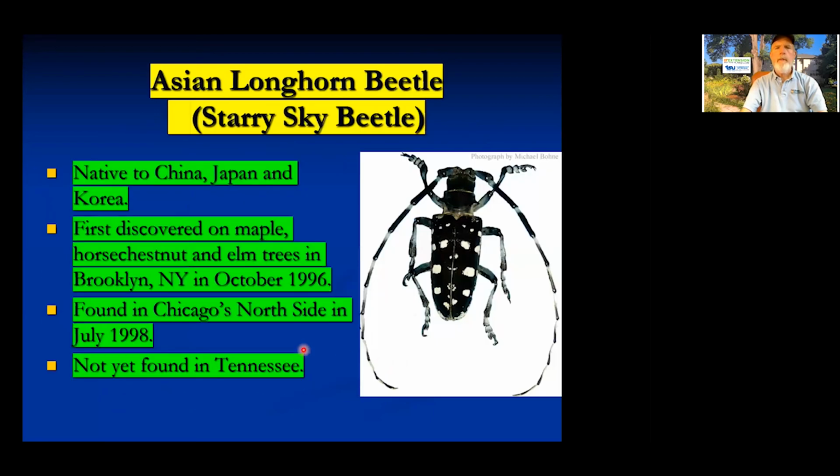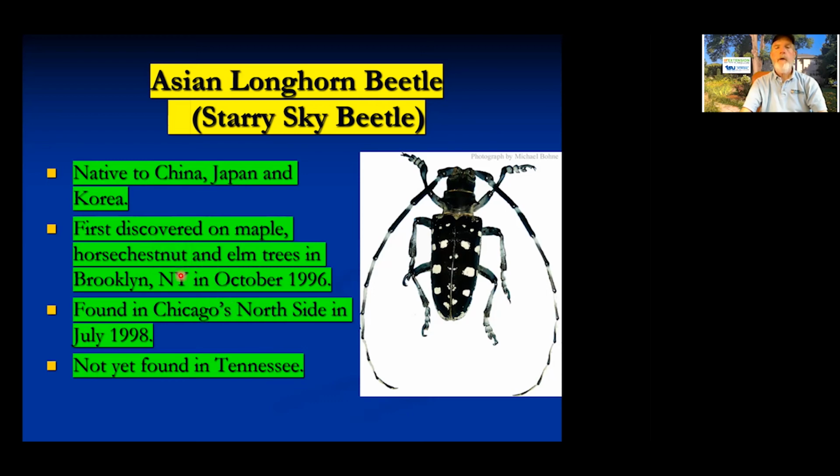Here's the Asian longhorn beetle. We have not seen this yet in Tennessee. It came in the New York area and Chicago's north side around 1996, 98, and we've been watching it for that many years. But the good news is it doesn't seem to be spreading away from there. We usually watch it come south, slowly or more quickly, but it really hasn't gotten out of this area.